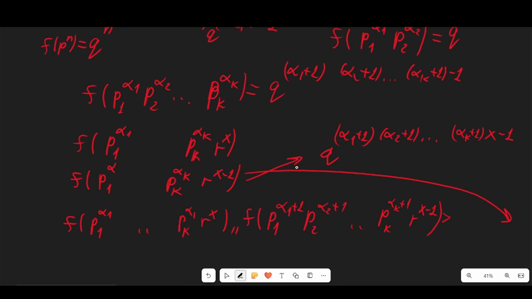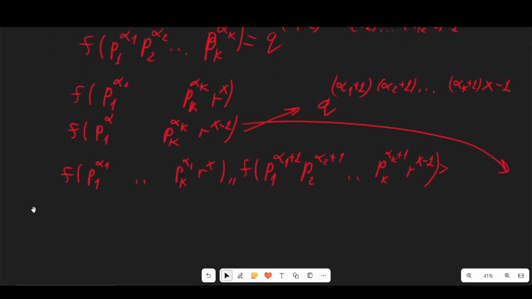So we can see that this number, f of p1 to the alpha 1, pk to the alpha k, times r of x, like r to the x, this is divisible by q to the this number, because we can see that right hand, like this number is only multiple of q. And how can we show that this doesn't have any other prime divisors? So number of its divisors is alpha 1 plus 1 times alpha 2 plus 1, for the last one, this would be x plus 1.